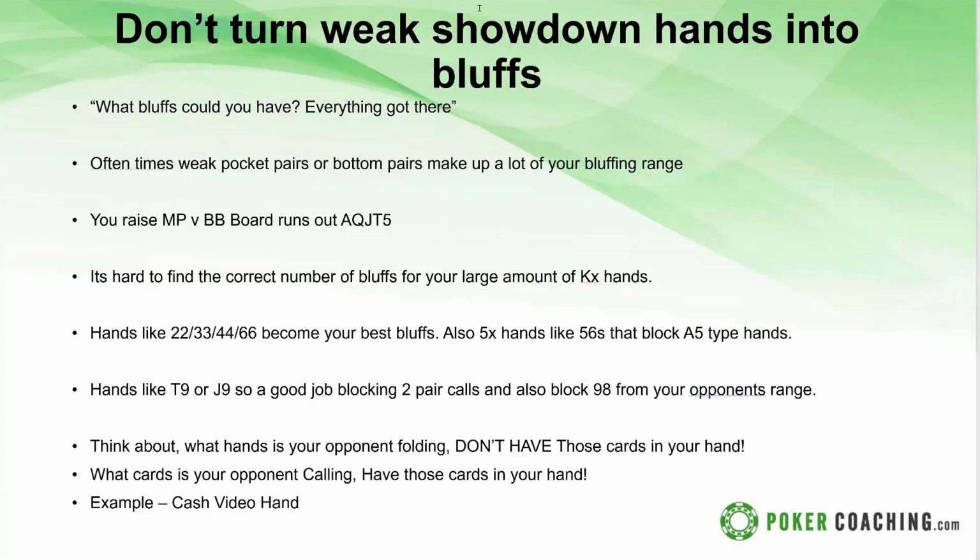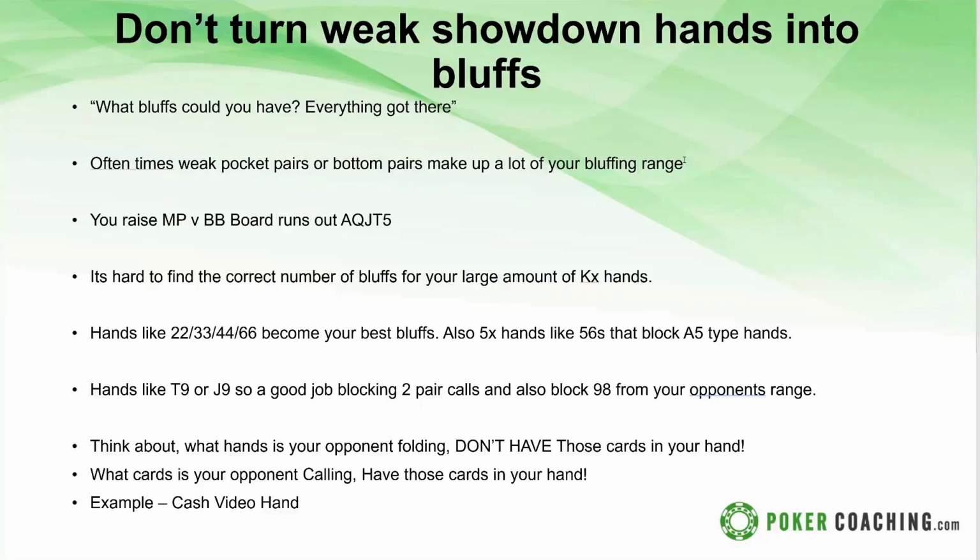They don't turn weak showdown hands into a bluff. And this is kind of the quote I hear at the table all the time: what bluffs could you have? Everything got there. Oftentimes, weak pocket pairs or bottom pairs will end up making up a lot of your bluffing range because everything else made pretty strong showdown value.